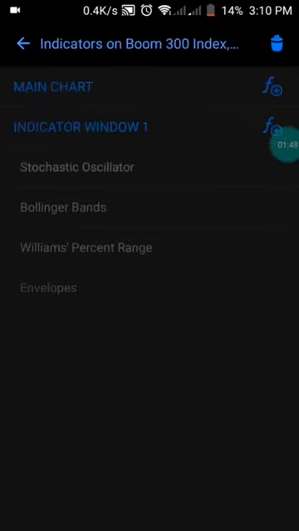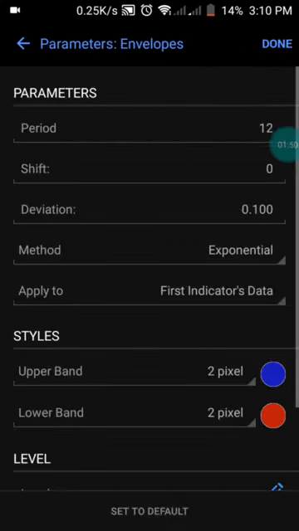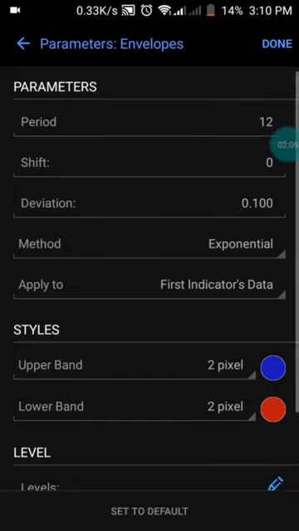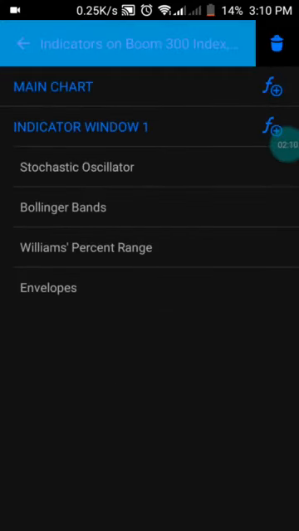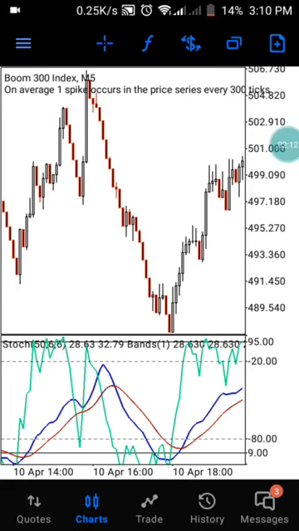You can press done, and I have my Envelope, with a period of 12, shift of 0, and deviation of 0.100. I have my method as exponential, applied to first indicator data. Then the upper band and the lower band are in this color, but you can choose any color of your choice. Then you press done. When you have this, you will have the same settings I have here on my chart.